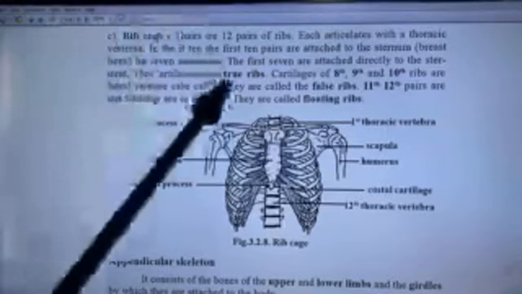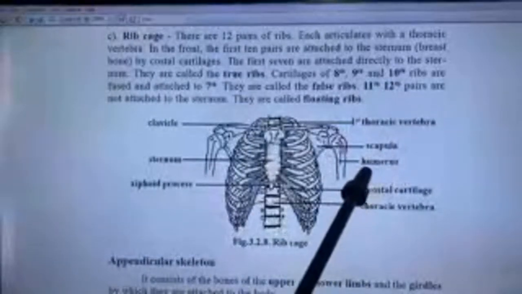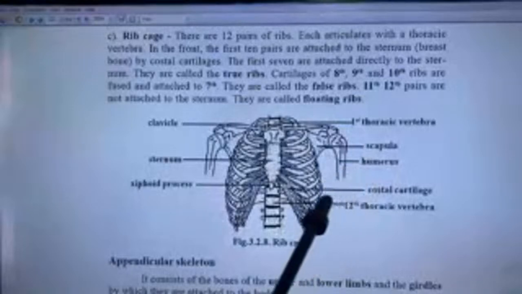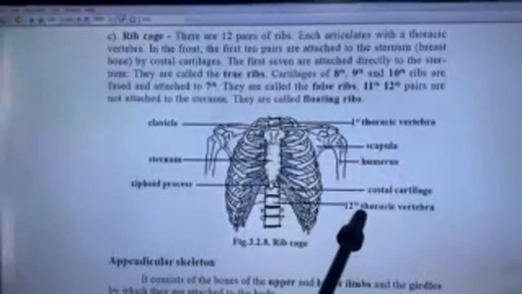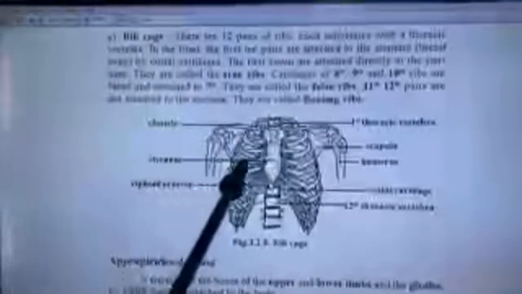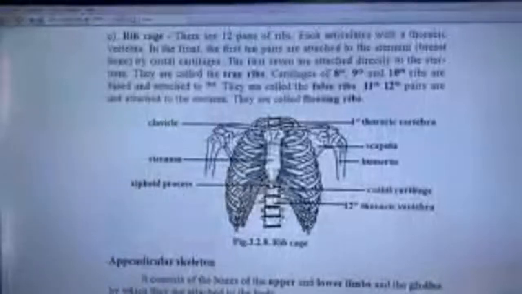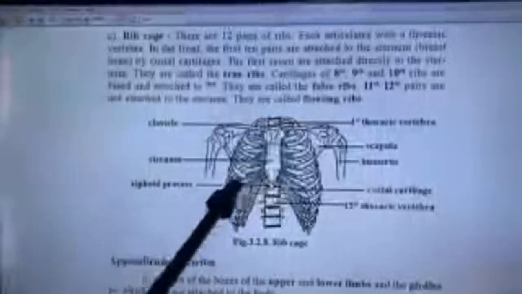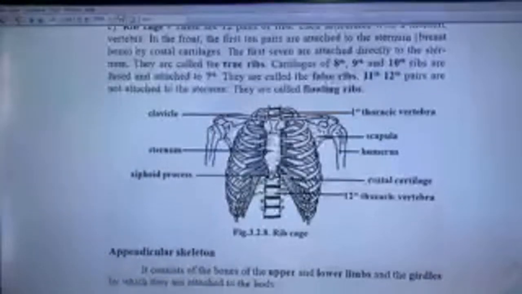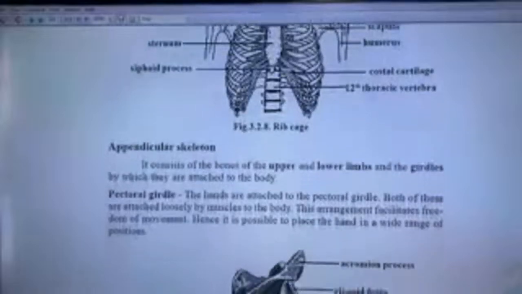Clavicle. This one is clavicle, first thoracic vertebra, scapula, humerus, costal cartilage, 12th thoracic vertebra, clavicle, sternum. This one, a rib cage, total rib cage.